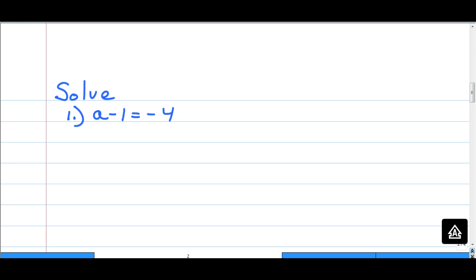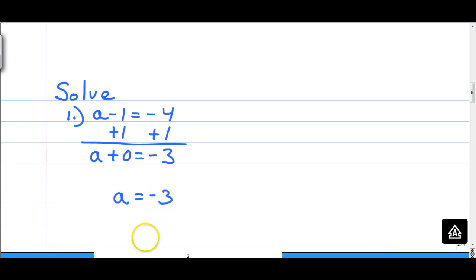When we look here, on the left side we have a minus 1. To isolate the a, or the variable, on its own, we're going to sum to both sides a positive 1. This leaves us on the left side with a plus 0 equals negative 3. To clean this up, it reads a equals negative 3.